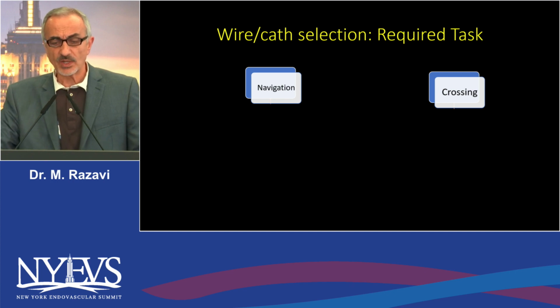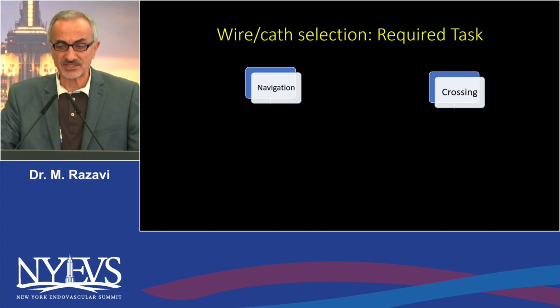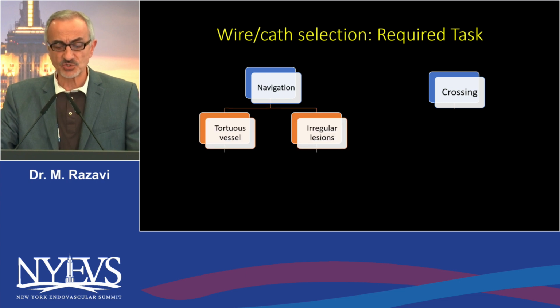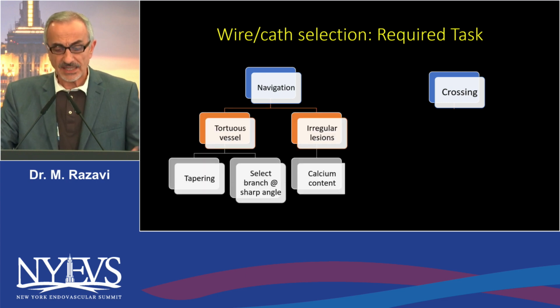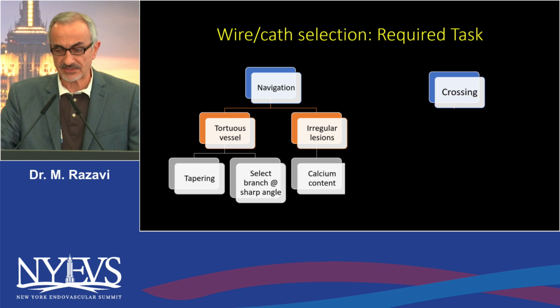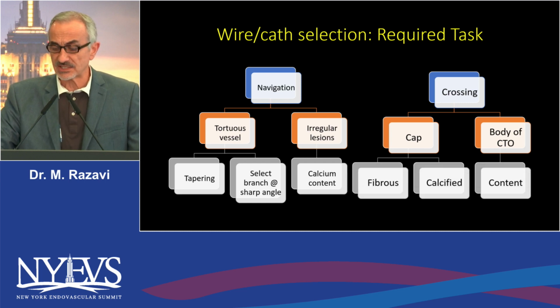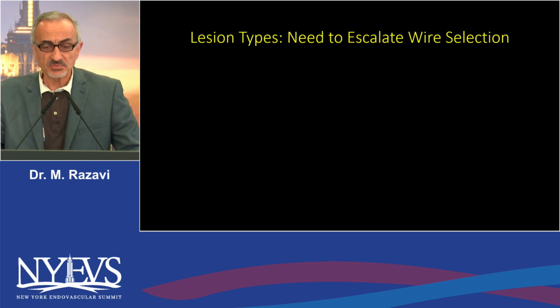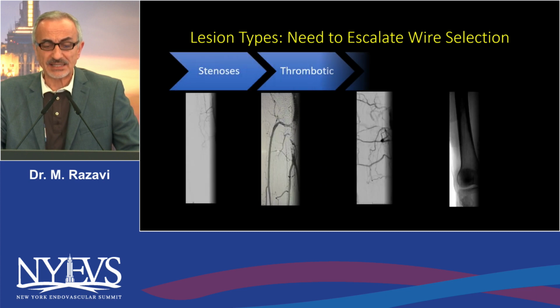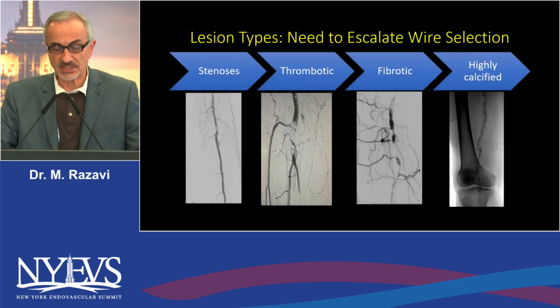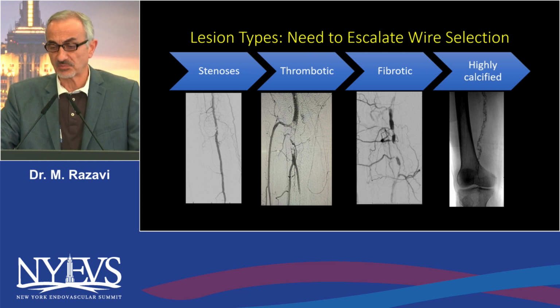In terms of wire and catheter selection, it's important to know what task we're working. Are you going to navigate tortuous vessels or irregular lesions? That takes you in a certain direction in terms of wires and catheters. If you're crossing, which is what we're talking about today, the configuration of the cap and body of the CTO, and whether it's fibrous, calcified, and the content of the CTO matter for your wire selection. Lesion types need escalation and de-escalation in terms of wire selection up front. Stenosis, thrombotic, fibrotic, or highly calcified requires a very different type of approach, right?